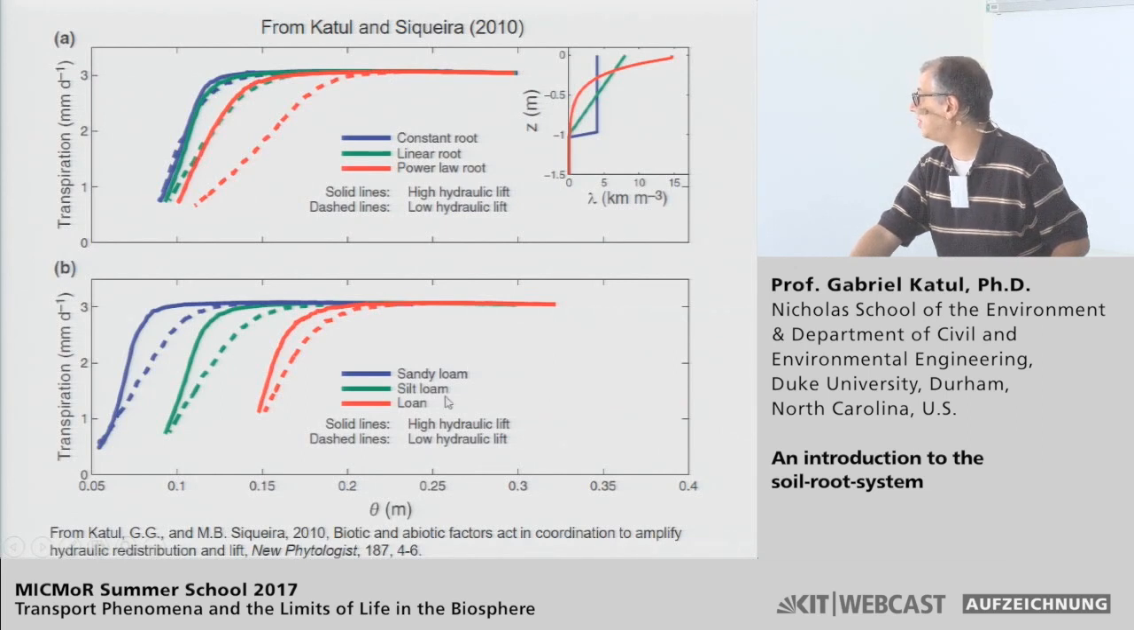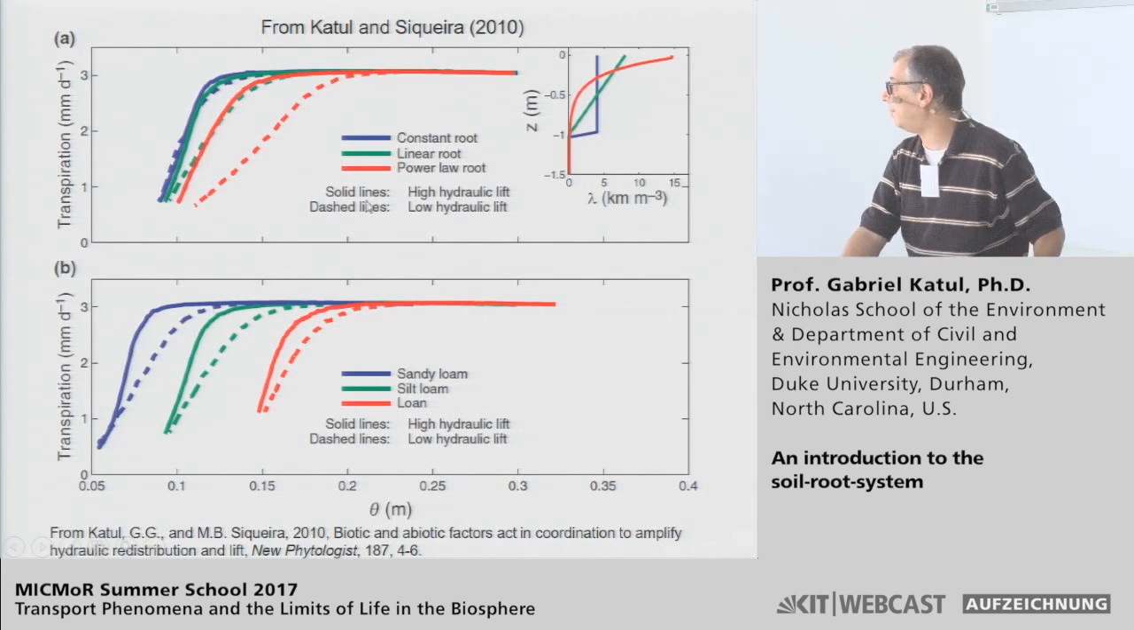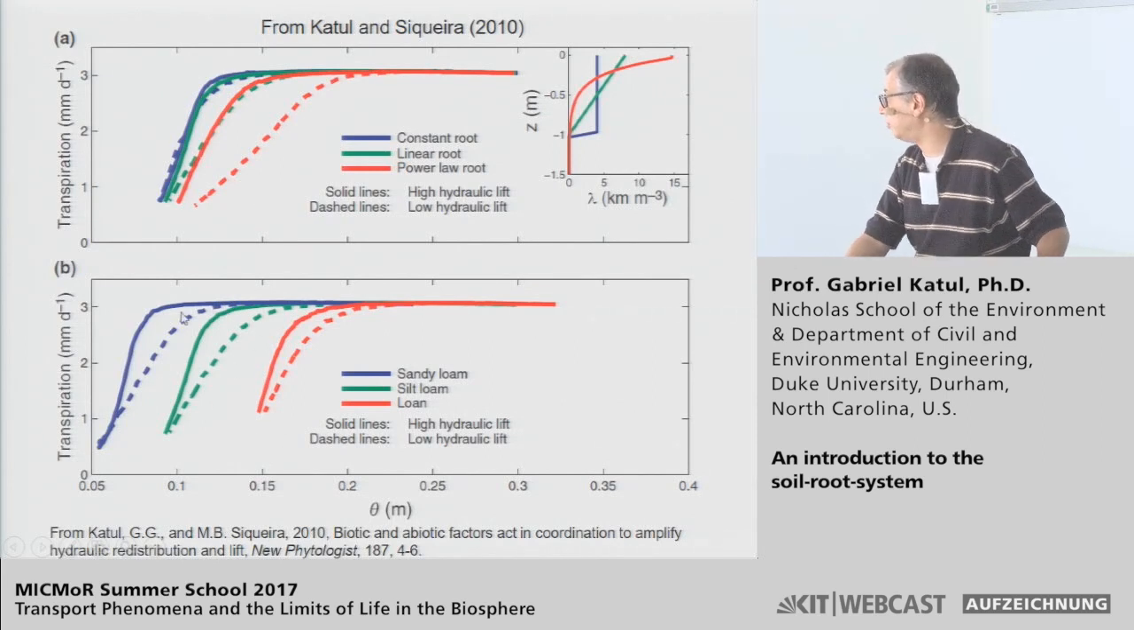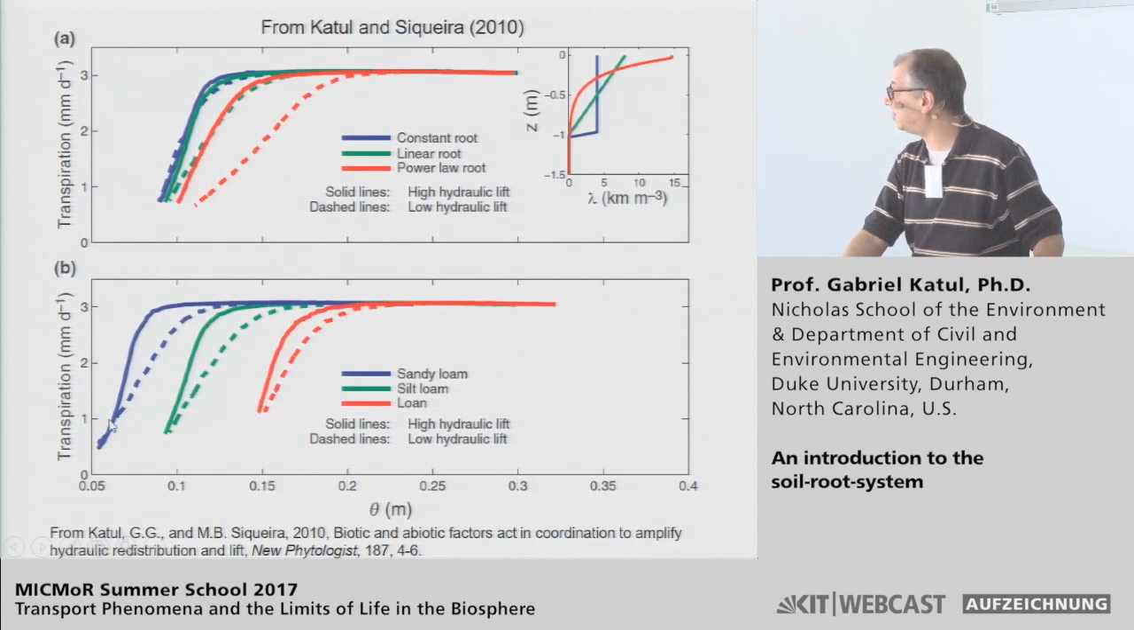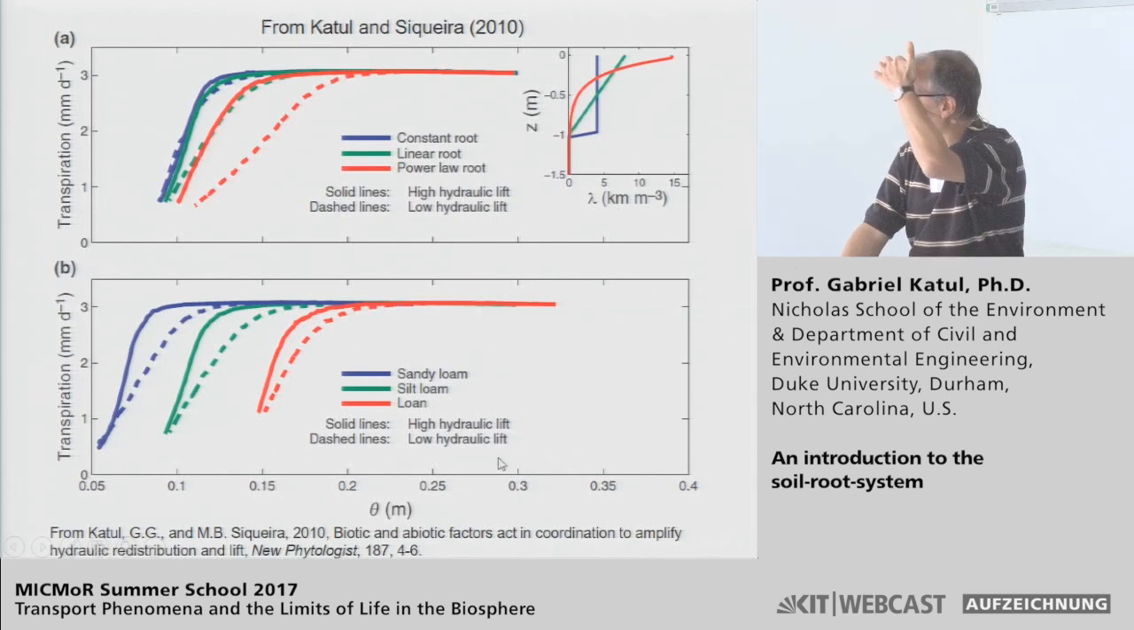And he also repeated the same analysis for a given root density, but changing soil type. And he actually showed that if you have sandy loam, basically, you delay the onset of stress versus if you don't. So low hydraulic lift is in dashed, solid lines reflect high hydraulic lift. And so basically it seems that the mechanism of hydraulic lift or hydraulic redistribution is to delay the onset of stress, but still it is not affecting the canonical shape of transpiration as a function of bulk soil moisture content. Okay, so it's not changing that dramatically.